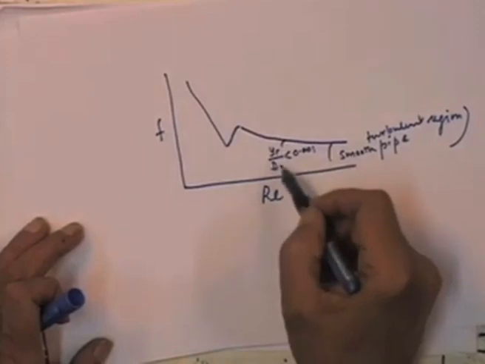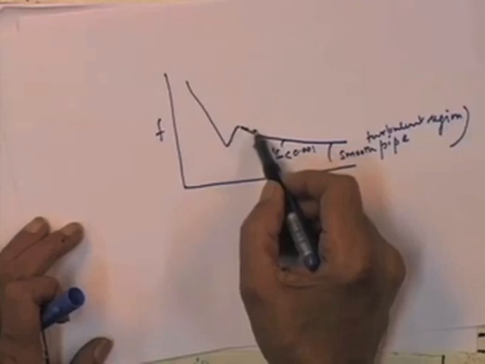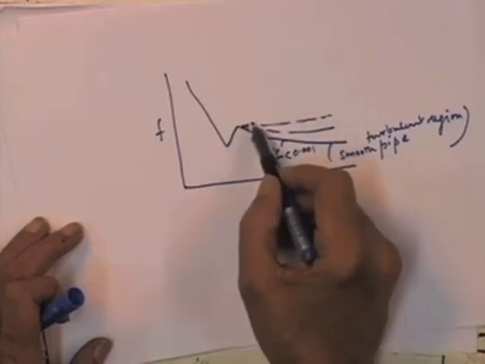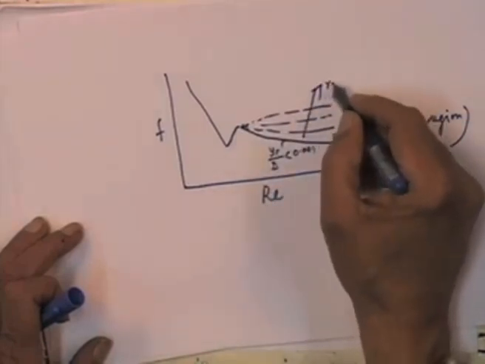But if you increase YR by D, then you will remember that you get a friction factor which goes on like that. So much so that you may even get that, and this is where the roughness is increasing.